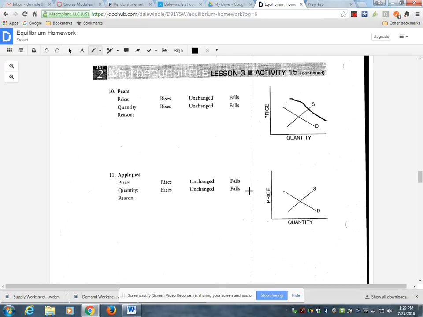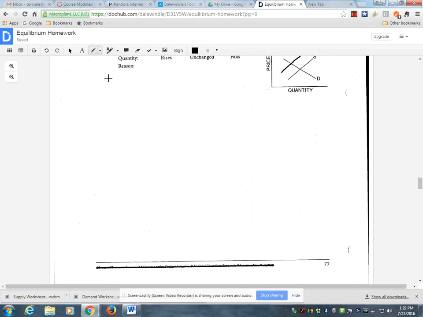What about apple pies? Well, apples are an ingredient input in apple pies, and so the supply of apple pies, therefore, will decrease, right? And circle the appropriate choice here. Remember, you don't have to worry about reason.